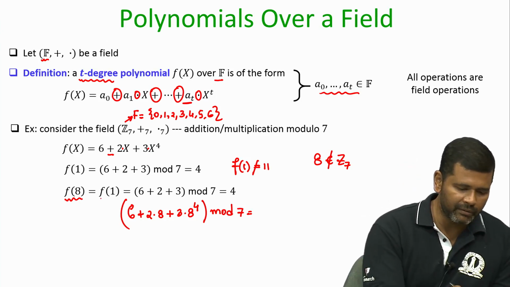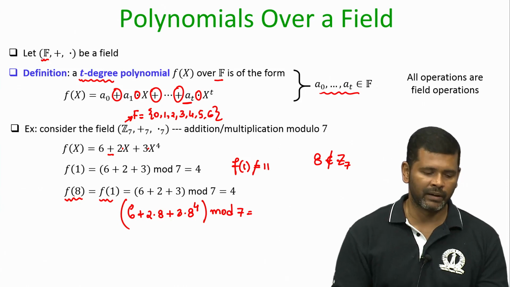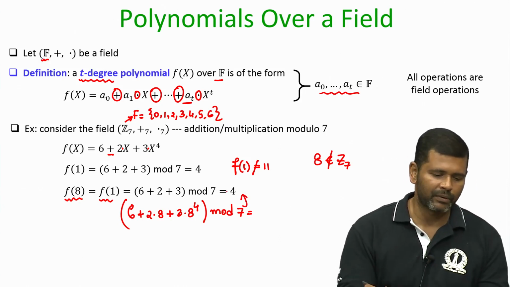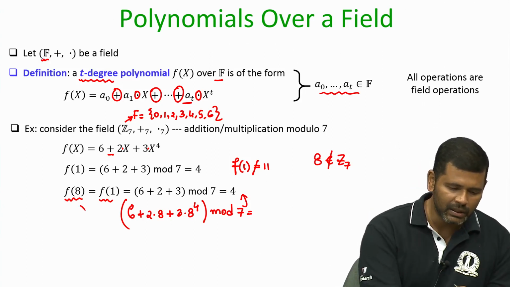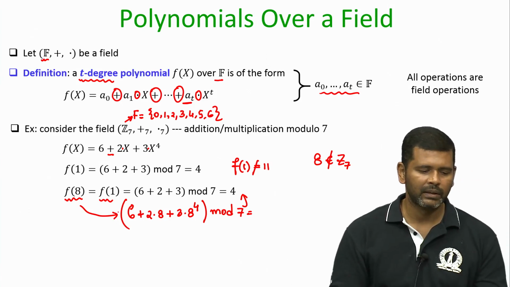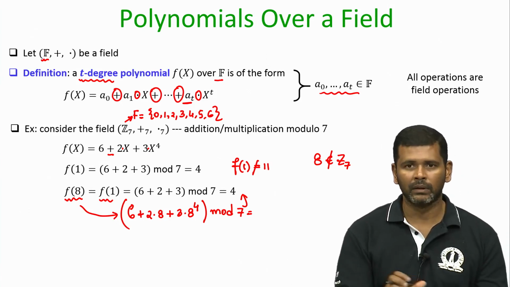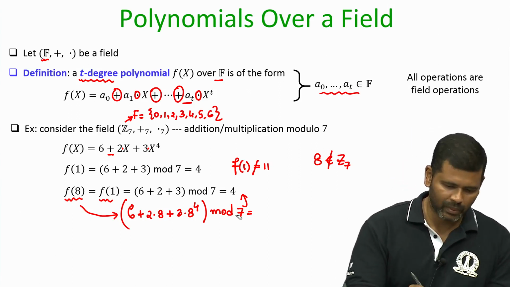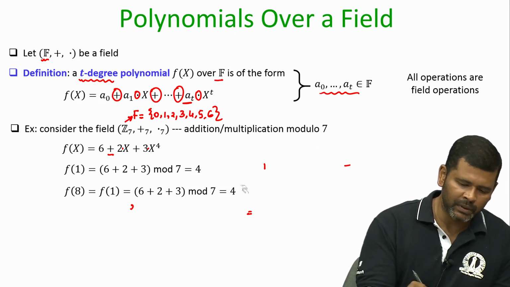So, f of 8 will be the same value as f of 1, and we have already calculated f of 1. You can verify that it does not matter whether you compute f of 1 and equate it with f of 8, or you directly plug in the value of x to be 8 everywhere, compute everything and then reduce modulo 7; you will get the same result. So, that is an example of a field and a polynomial over a field.